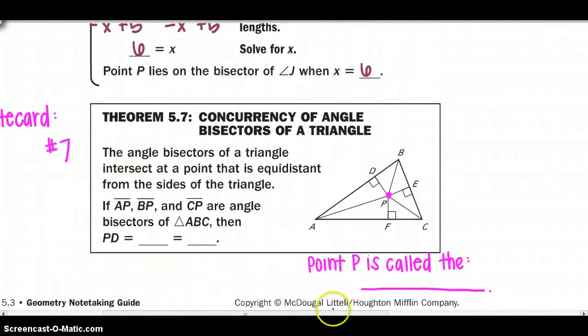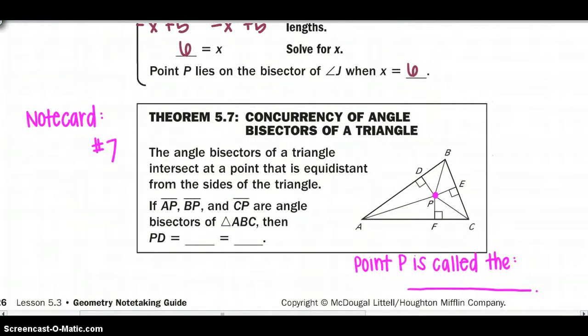Alright, and the last theorem for this section, which will also go on a note card, so make sure we're keeping up with those. It's the concurrency of the angle bisector of a triangle. So the angle bisector of a triangle intersects at the point that is equidistant from the sides. So just as a refresher, what was that point P called of the angle bisector? If you remember from our vocabulary, point P is actually called the incenter. So point P is called the incenter. So let's look back at this concurrency of the angle bisector theorem.